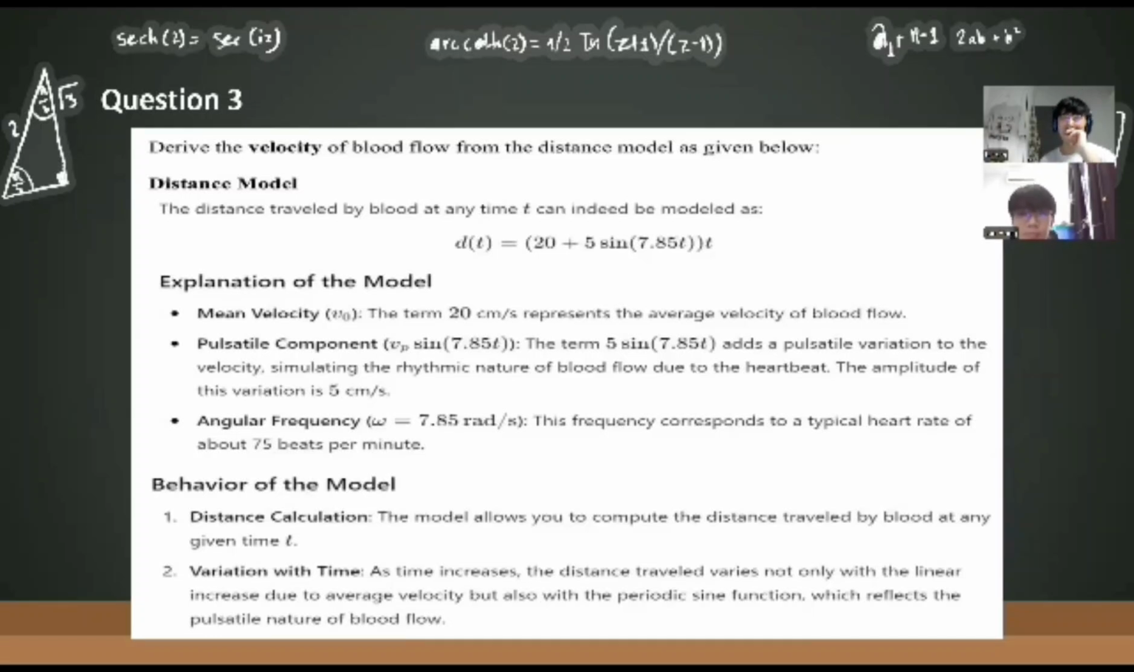Then the behavior of the model, the distance calculation. The model allows you to compute the distance traveled by blood at any given time t. As time increases, the distance traveled varies not only with the linear increase due to average velocity, but also with the periodic sine function, which reflects the pulsating nature of blood flow.